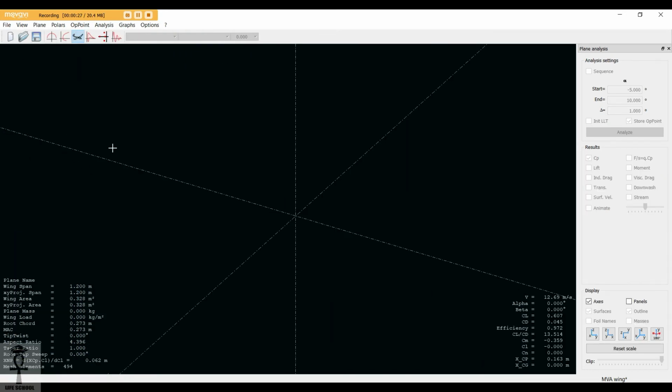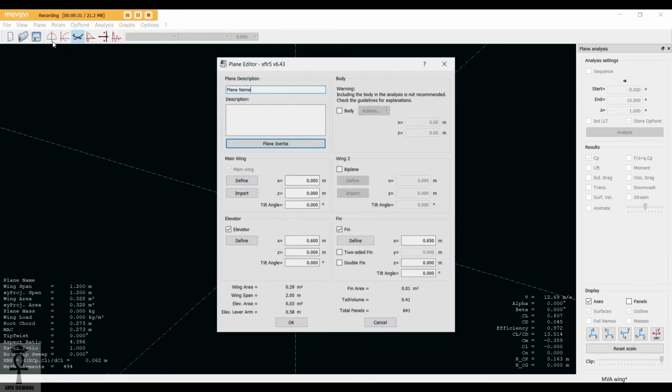So this is the wing and plane design module. After that, we need to select a plane, define a new plane, then name the plane as MVA wing, and we are not right now defining the elevator and fin, so we just uncheck them.